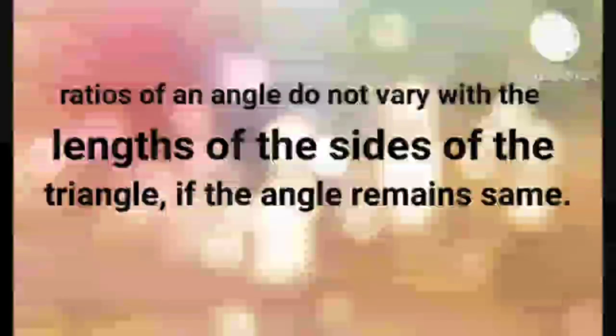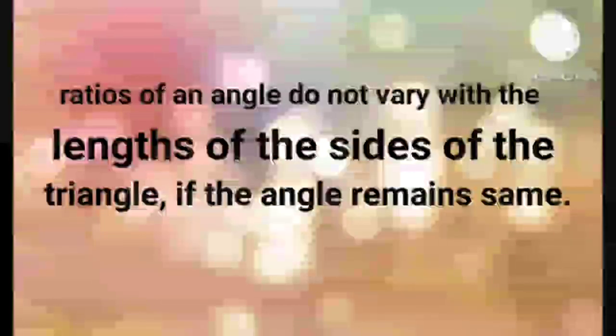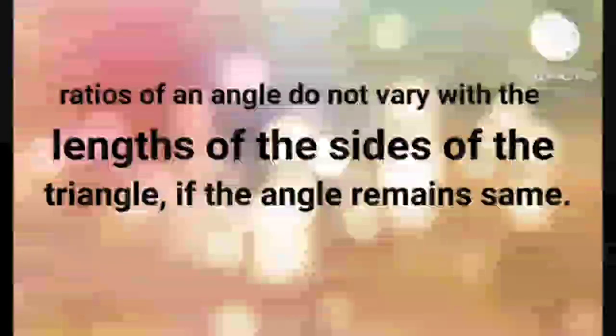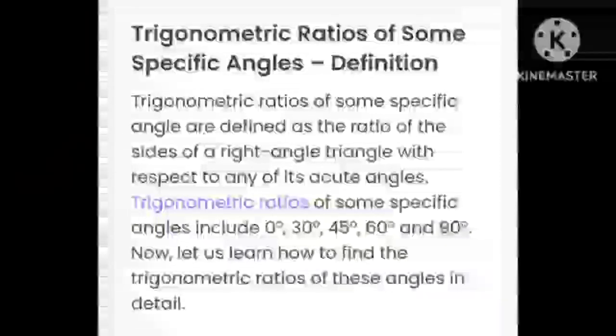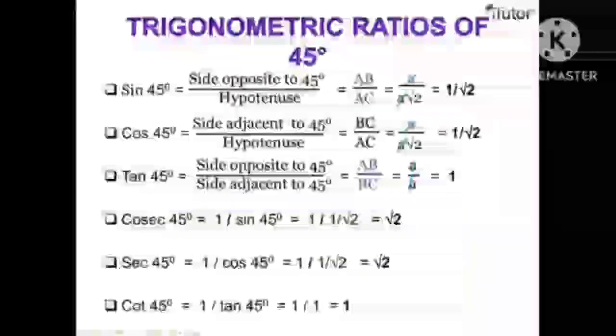Ratios of the angle do not vary with the length of the sides of the triangle if the angle remains the same. From geometry, you are already familiar with the construction of angles of 30 degree, 45 degree, 60 degree and 90 degree. In this section, we will find the values of the trigonometric ratios for all these angles and of course for 0 degree.